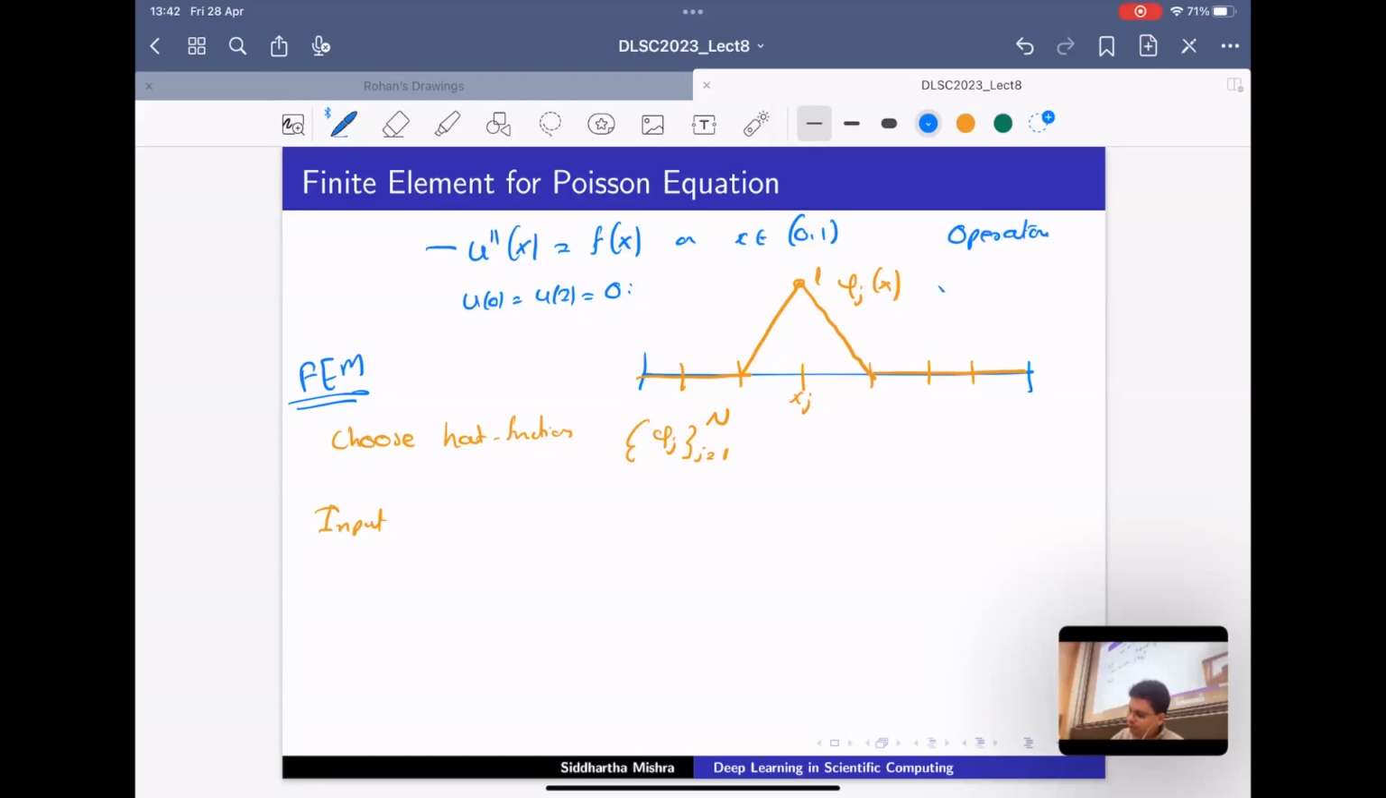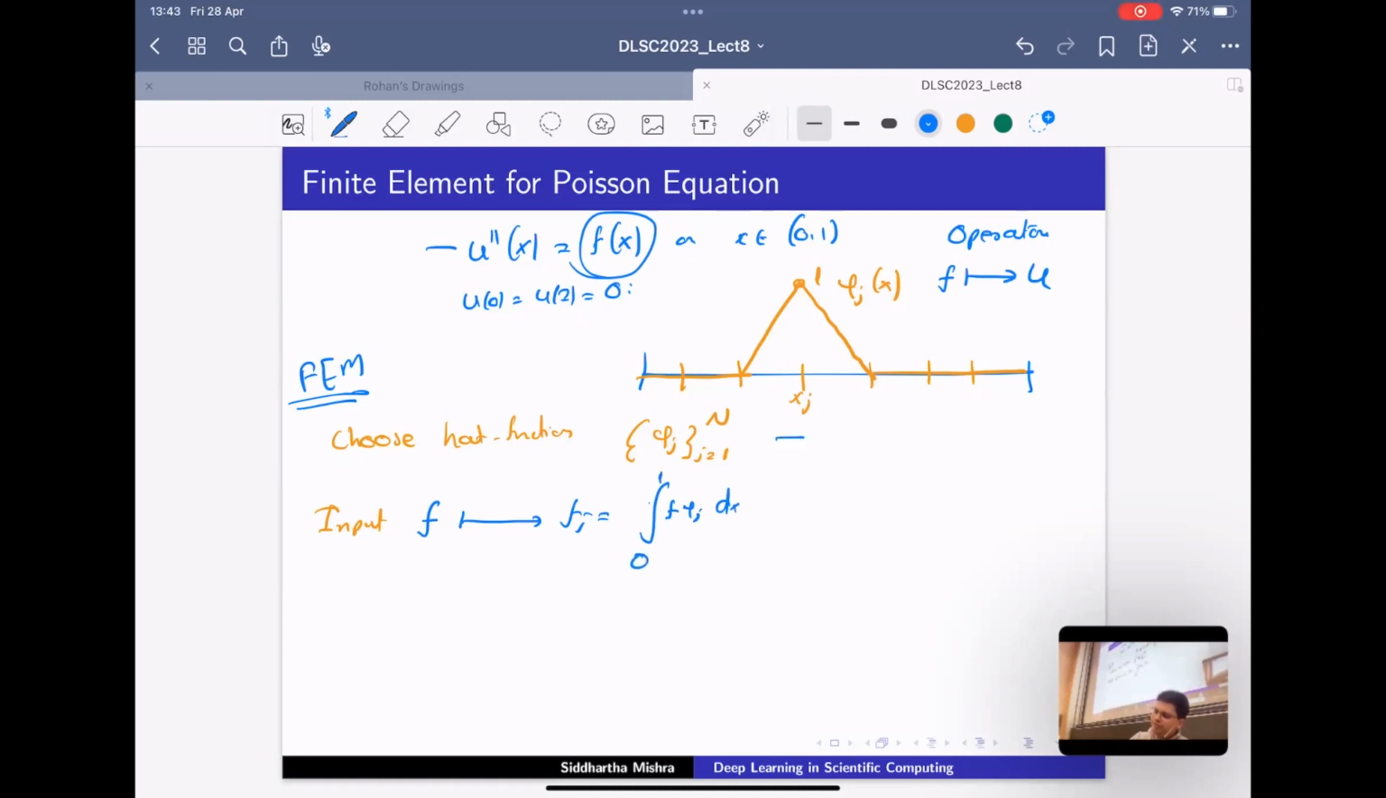Operator is going to be f, which goes to u. So f is a source term here, and it goes to your solution u, right? So input f. So what you do is that you compute, you take this, and this is nothing but the integral of f phi_j dx, 0 to 1.